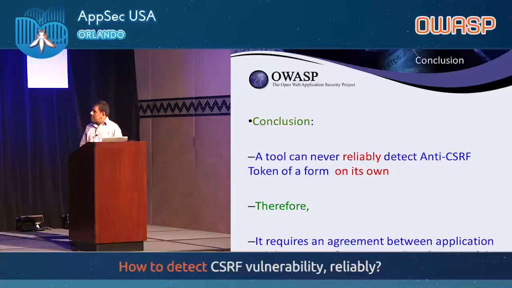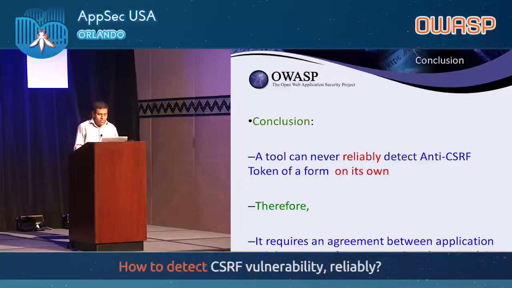So we come to a conclusion, and that is a tool can never reliably detect an anti-CSRF token of a form on its own, right? If it has to detect on its own with whatever assumption that it has made, maybe it will detect, maybe not. There is just a chance, right? You can never be sure that the product will identify the token. And that's exactly what was happening with all those 3 products that I tried. They have made some assumptions that didn't match what I had in my form, and they either didn't detect it or they continued to say that you have the issue, one of those.